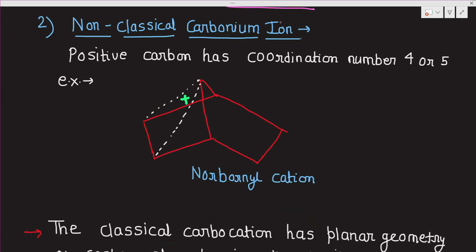The second type of carbonium ion is called non-classical carbonium ion. Non-classical carbonium ion means that it is not usual. In this case, the positive carbon atom has a coordination number of 4 or 5. Actually, in this type of carbonium ion, the positive charge has been delocalized over different carbon atoms. It means if you see this type of structure, and here is a positive charge, now this positive charge can be delocalized over these different carbon atoms. So this is called non-classical carbonium ion.